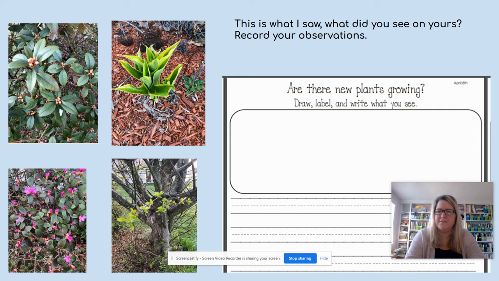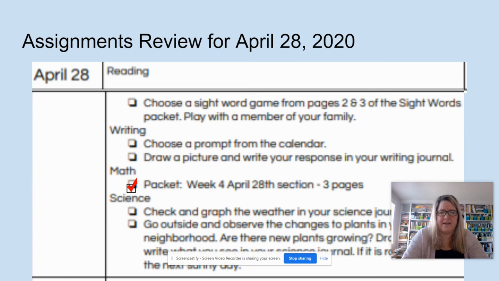So down below, let's write some sentences. What do you see? What do you notice? What does it feel like? All those senses. What does it smell like? Okay, and then draw it up there. Now that we've checked the weather and graphed it, I'm going to put a check there, and we just talked about your plants page. So I'm going to put a check there.